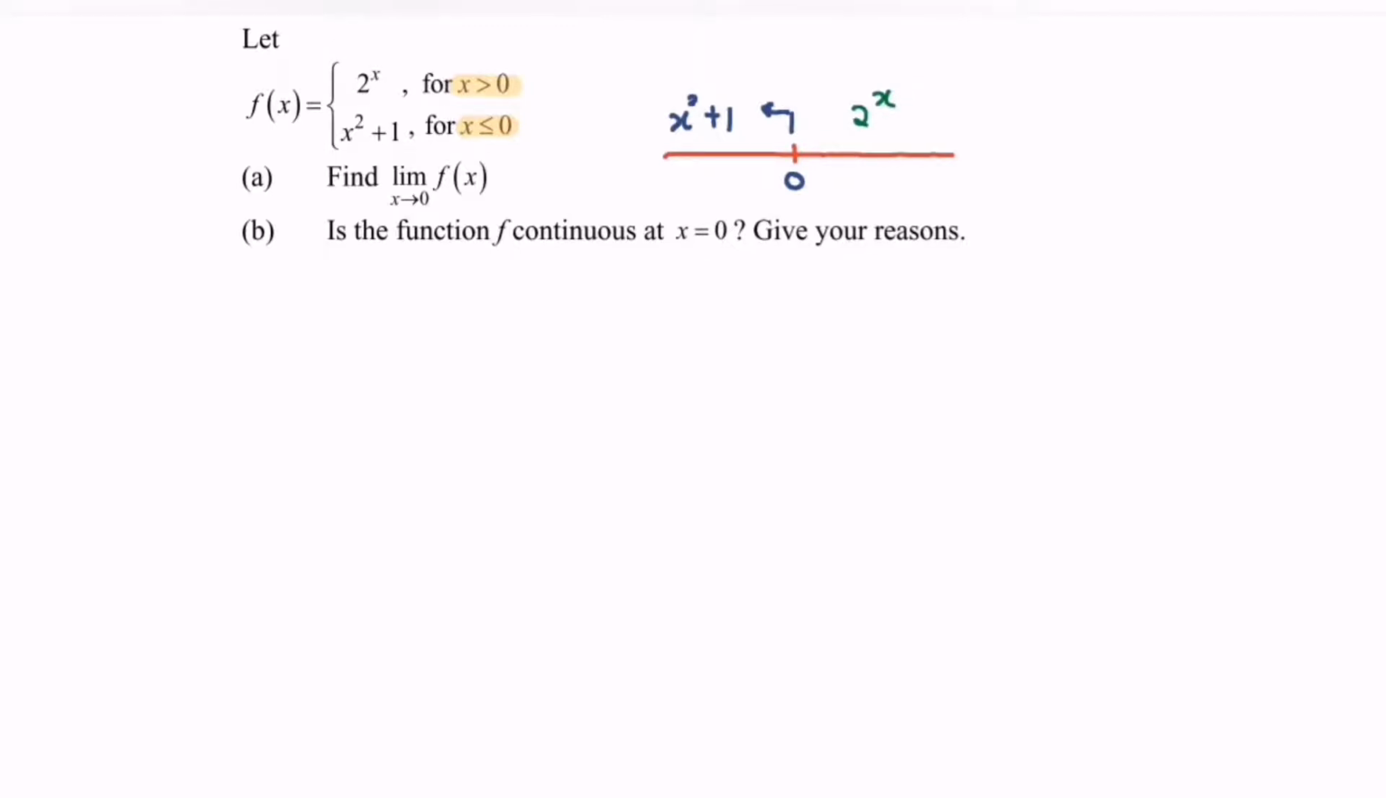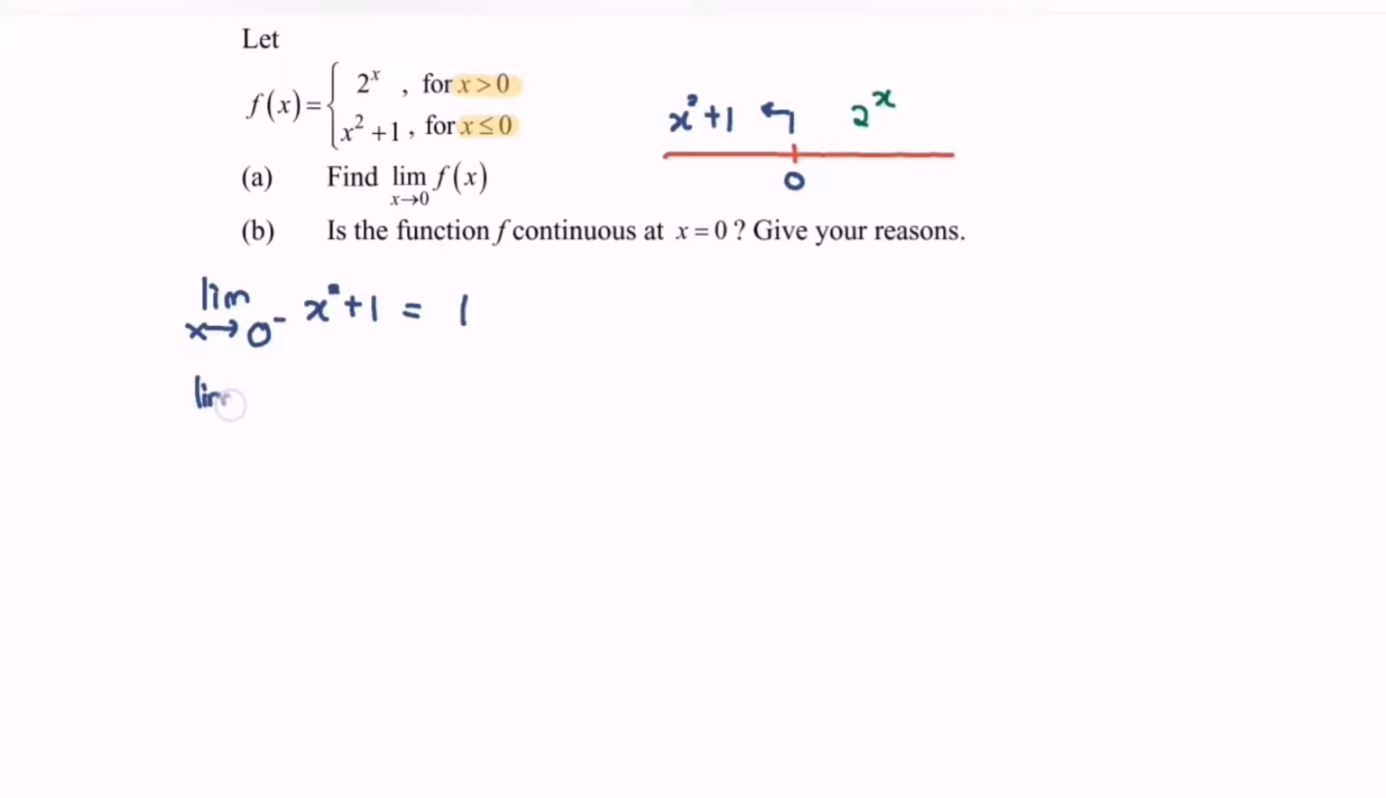So now, referring to question A, find the limit when x approaches 0 for the function f(x). So now we have the limit when x approaches 0 from the left. Kindly refer to the diagram. For the left hand side, we have the function x squared plus 1. So after we substitute the 0, we will have the answer approaching 1.